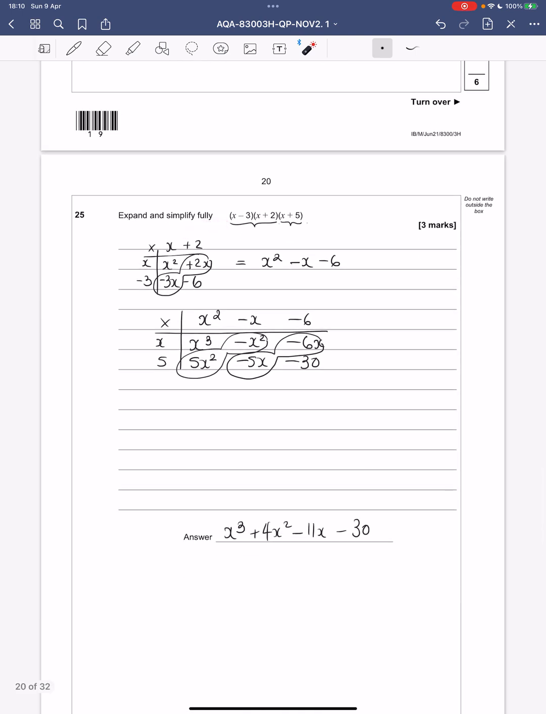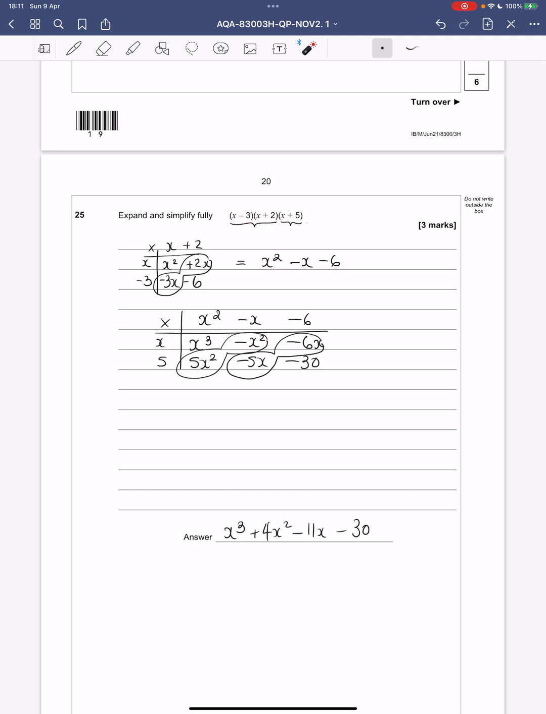Expand and simplify fully. So first of all, I did these first two. x minus 3 times x plus 2. x times x, x squared. x times 2, 2x. Minus 3 times x, minus 3x. Minus 3 times 2 is minus 6. And that works out to be x squared minus x minus 6.